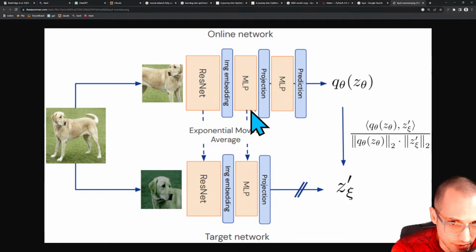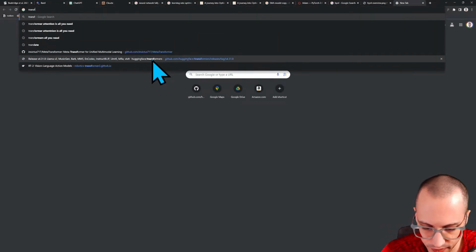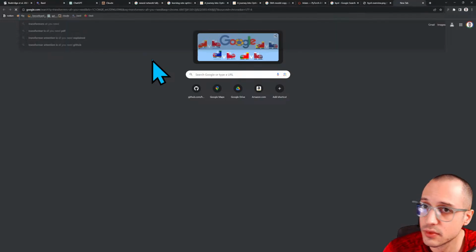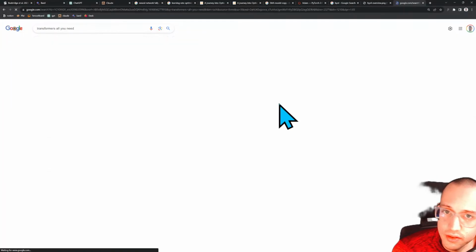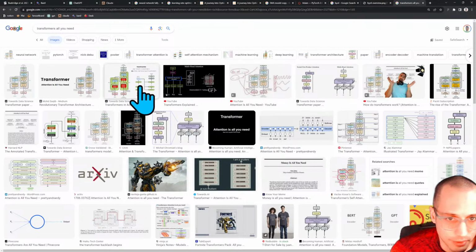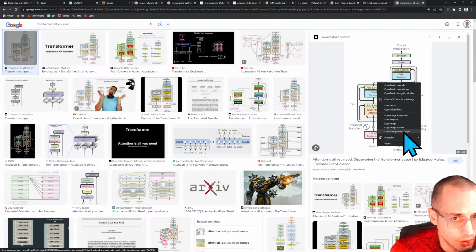But back in the day, they made this separation more explicit. And what I mean by that is that, for example, in a transformer here, maybe this one is the one I want. Open image in new tab.